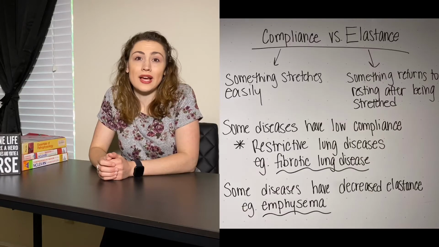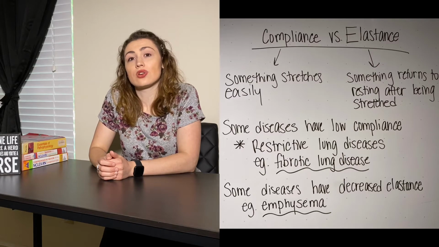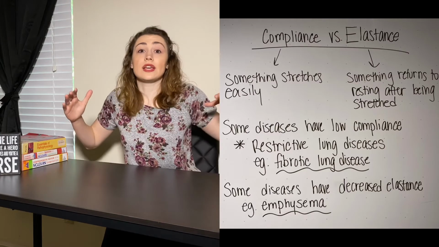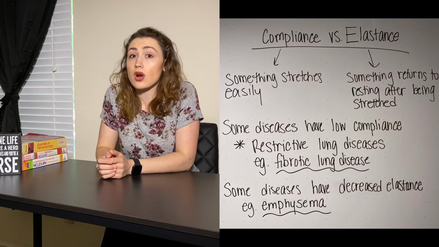So why do we care about this anyways, right? Some diseases have low compliance and others have low elastance. Low compliance diseases are termed restrictive lung diseases, and these are called restrictive because the lung is being restricted. It cannot expand. So an example of a restrictive lung disease would be fibrotic lung disease.